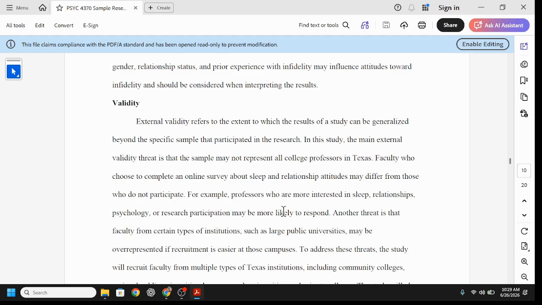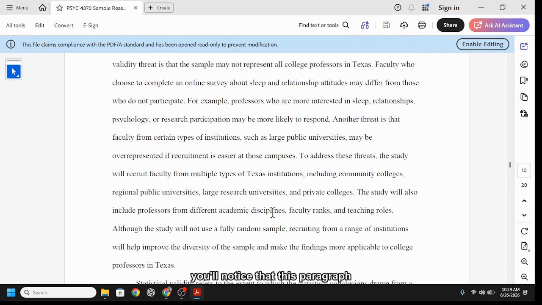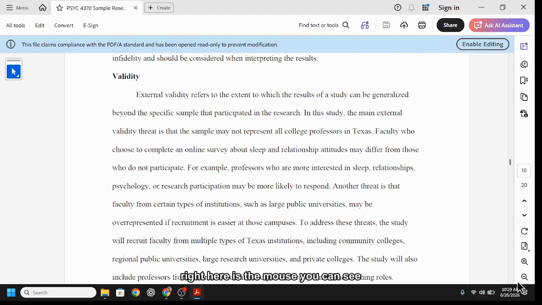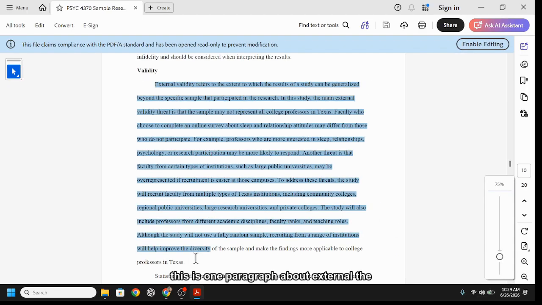In this section, I caution you, go back and read the feedback that I gave you on your assignment about validity. Some of you received a significant amount of feedback. You need to make sure that you incorporate it. You'll notice that this paragraph right here, I'm going to zoom out so you can see, this is one paragraph about external validity.